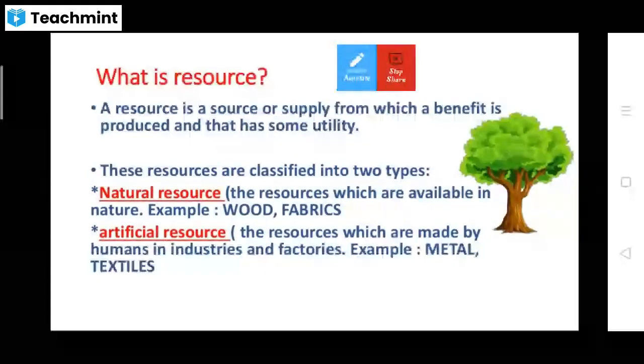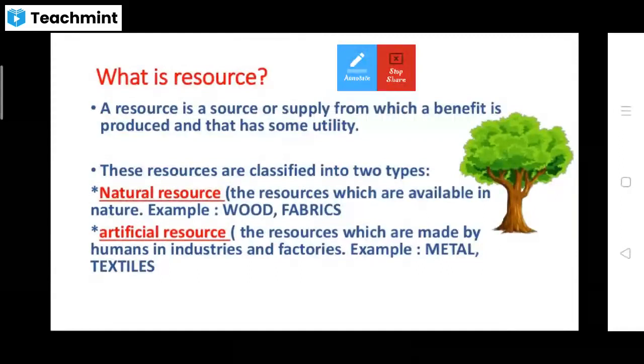So here you can understand the definition of a resource: a resource is a source or supply from which a benefit is produced, and utility. So what does this mean? The same as what I told you.